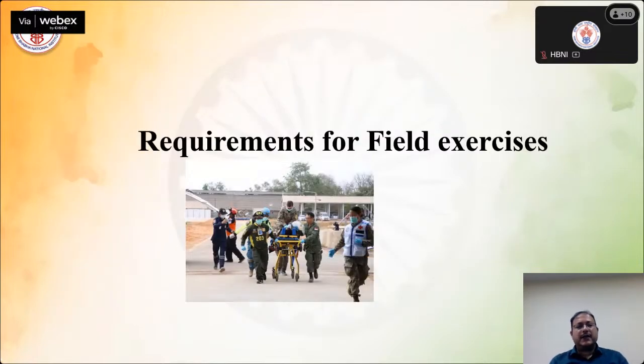Now, the first part of the case studies has been completed. Now we will move on to the requirements of field exercise. Field exercise is the basic crux to quantify or cross-check our capabilities in case of emergency situations.